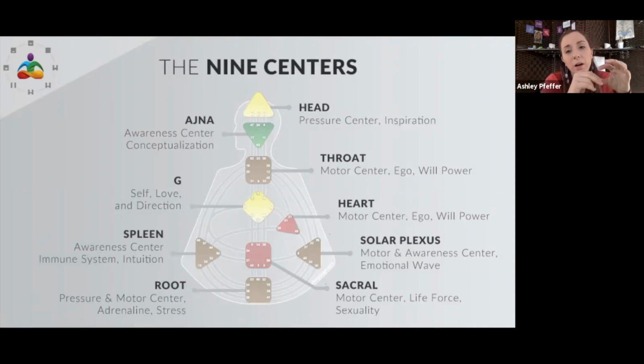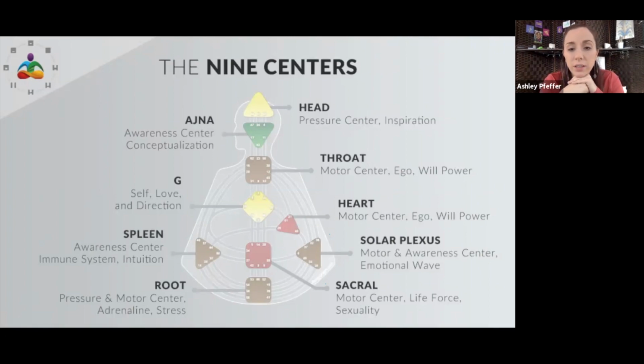The Ajna center is about conceptualization. And we have three awareness centers, the Ajna, the spleen, and the solar plexus. And awareness just means having an awareness of something. So solar plexus is all about emotions, so being aware of that. Splenic is all about intuition, your immune system, your fears, that awareness. And then the Ajna is like ideas that are coming in and you're conceptualizing, right? So the head center is just used for inspiration and ideas. And then you get to take that and do something with it, especially if you have a defined Ajna.